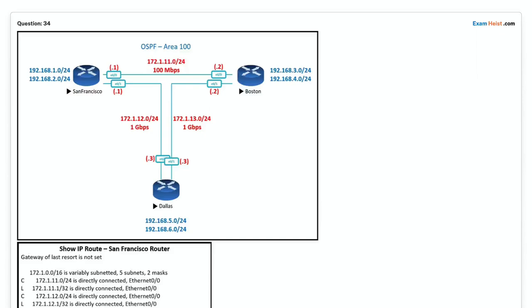Question 34. Refer to the exhibits. San Francisco and Boston routers are choosing slower links to reach each other despite the direct links being up. Which configuration fixes the issue?